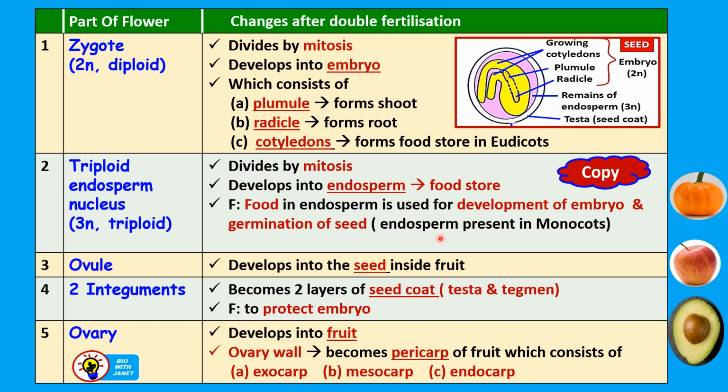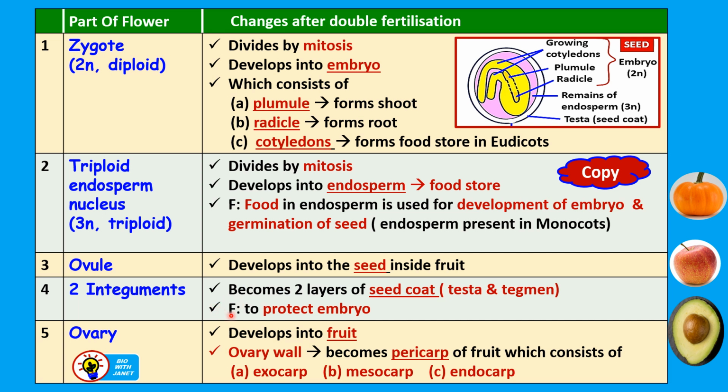So the endosperm is usually present in the monocots such as the maize seed, but it may not be present anymore in the bean plants, which are the eudicots, right? Because we have learned earlier that the endosperm in the eudicots is used up, and the eudicots store their food in the cotyledons, not in the endosperm, for most eudicots. Now, thirdly, the ovule. The ovule in the flower develops into the seed inside the fruit. Okay, ovule develops into the seed.